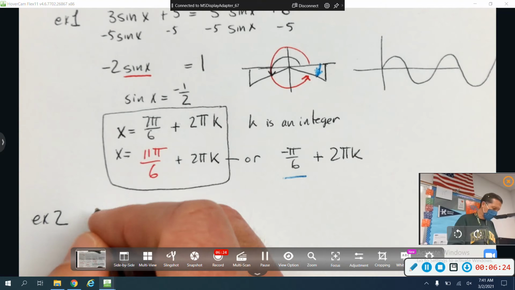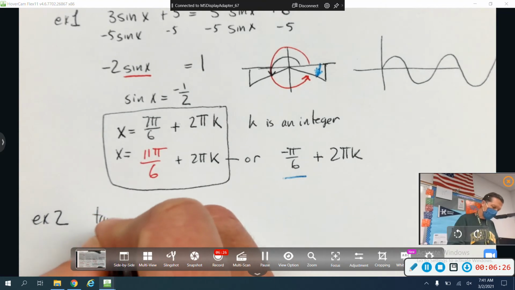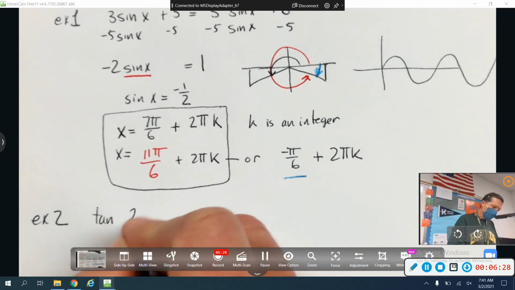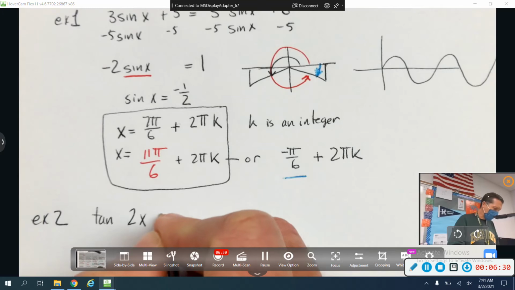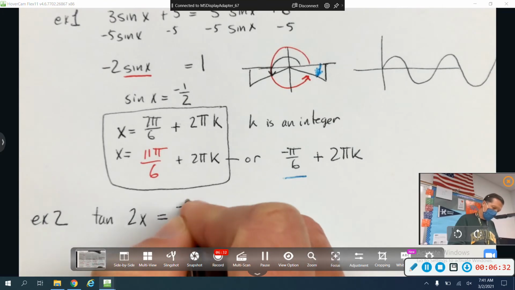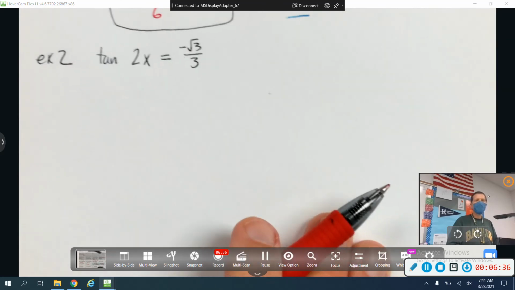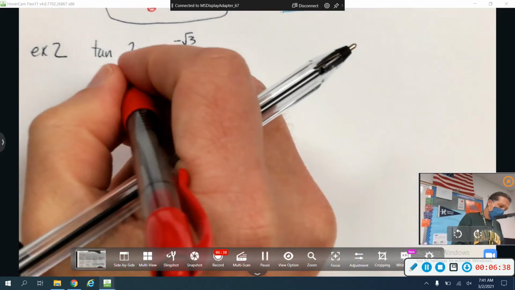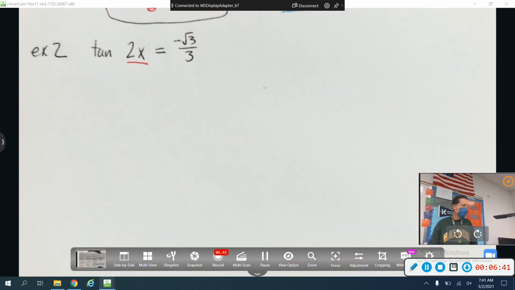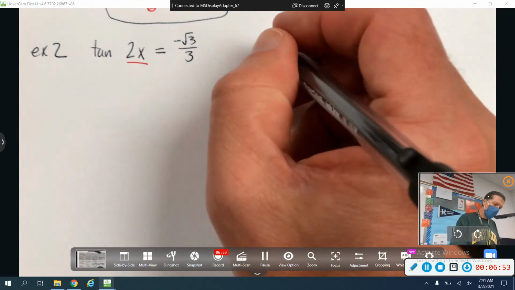Let's do one with tangent. Tangent of 2x equals negative root 3 over 3. Tangent of 2x equals negative root 3 over 3. Well, don't worry about the 2x just yet. Let's just think, where is the tangent negative root 3 over 3?